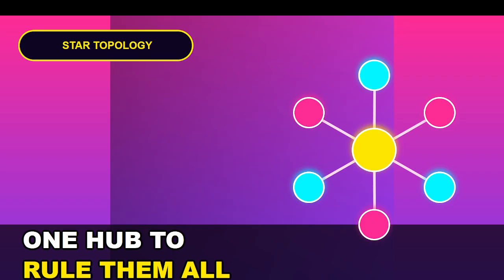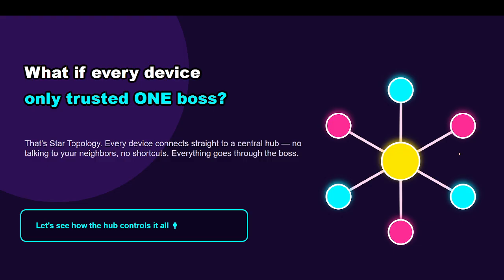Okay, but what if I told you your entire home network has one single point of failure, one box? If it dies, everything you own goes dark. No Wi-Fi, no phone, nothing. This is star topology, and it's low-key terrifying once you understand it. Star topology, one hub to rule them all.